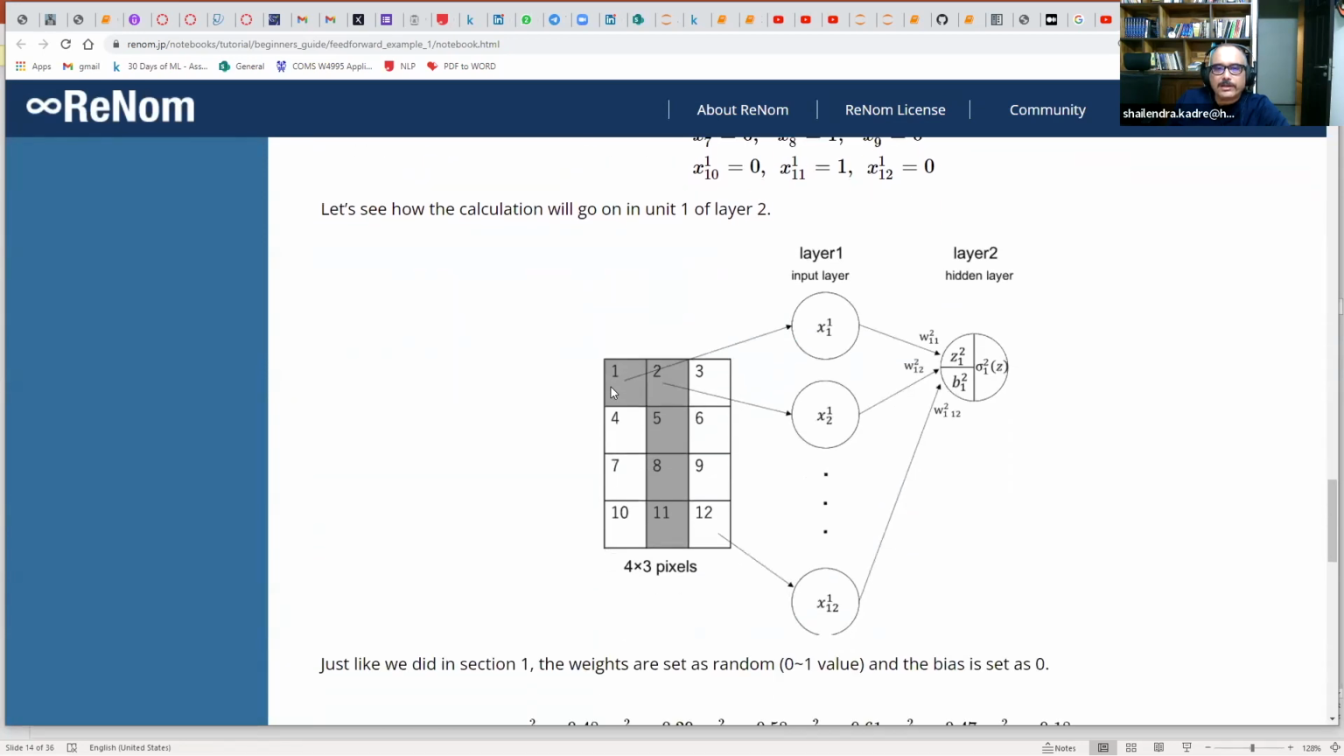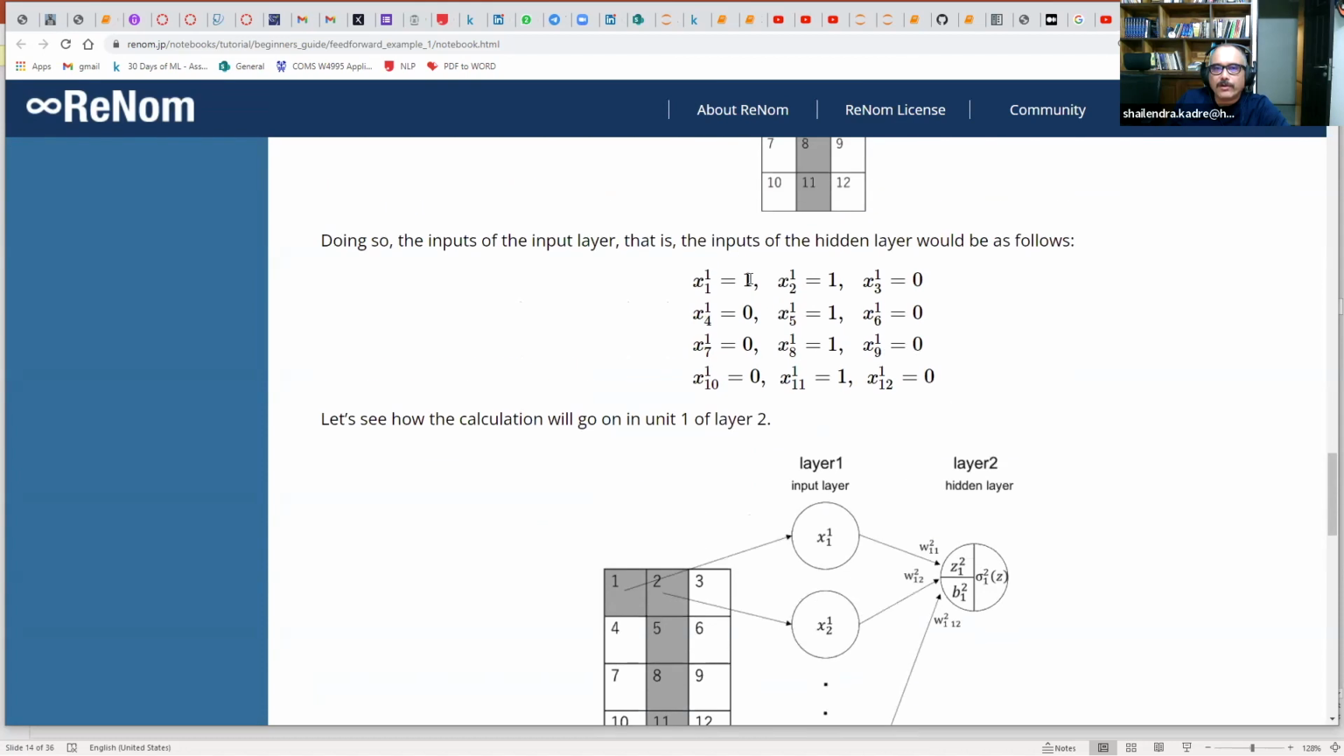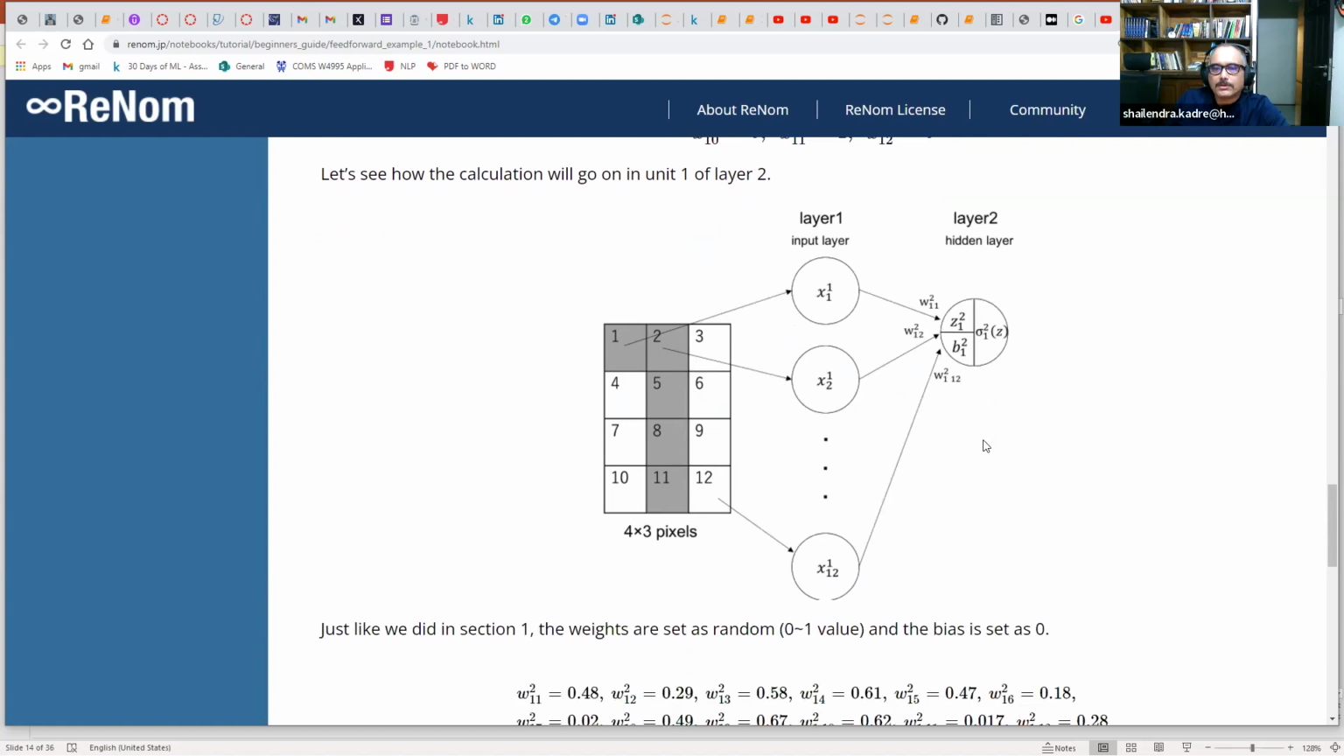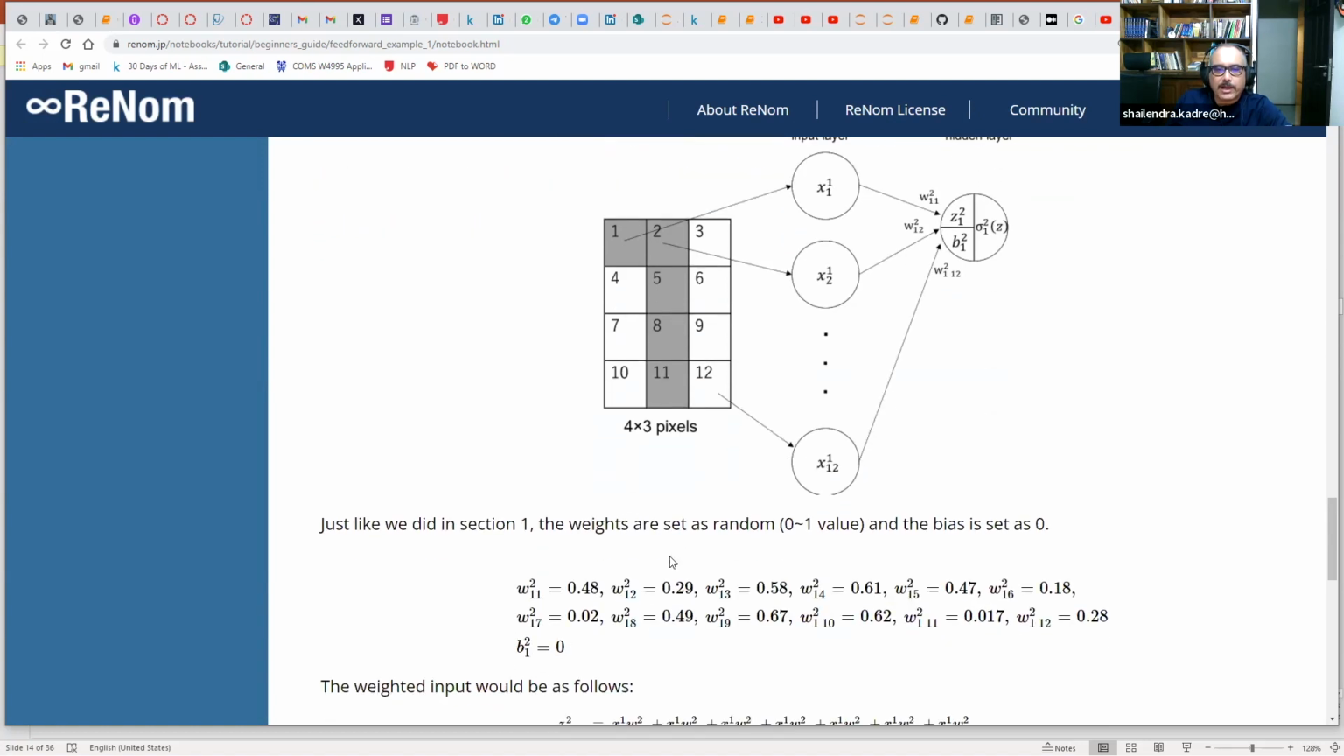So let us assume that we have 12 input values, some are 0, some are 1. All 12 inputs are given, and we are showing only one neuron of layer 2, the first neuron. So let us see how it is. How many weights are there for one neuron? There are 12 weights.